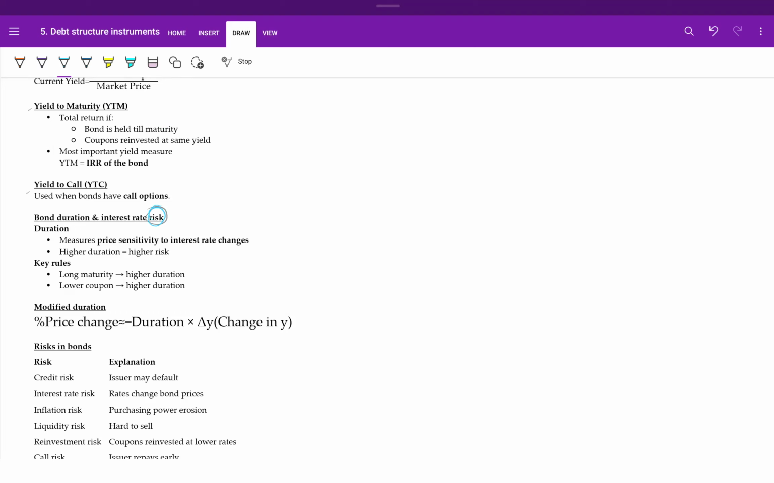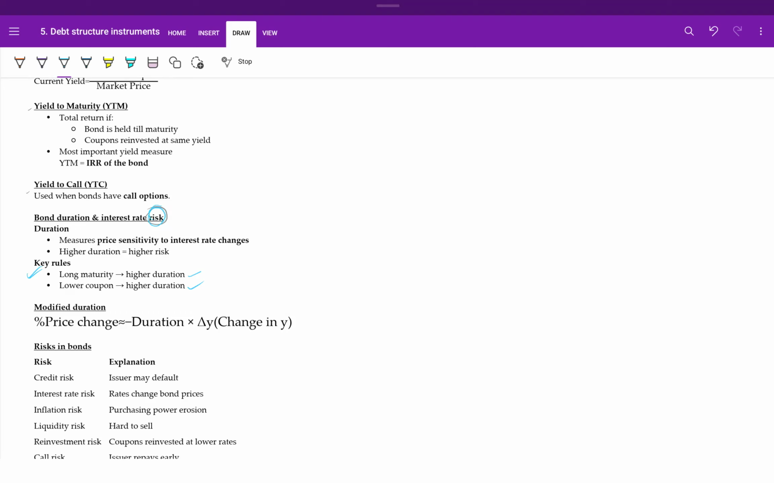So, in simple words, duration actually measures how sensitive a bond's price is to its interest rate change. In much simpler words, how much the bond's price will move when the interest rate changes. The key rule of duration is that the longer the maturity, the higher the duration, and a longer coupon means the duration is also higher.